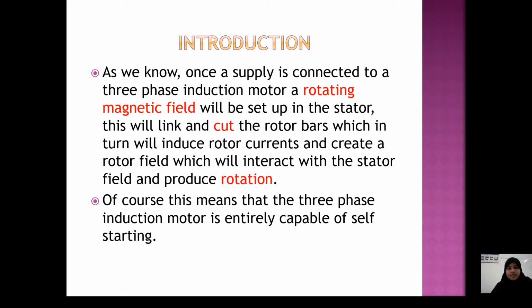Let us see what we have studied in earlier classes. What is a rotating magnetic field? A rotating magnetic field is a field of flux having constant amplitude but whose axis is continuously rotating in a plane with a certain speed. How it is happening, that also we have seen.